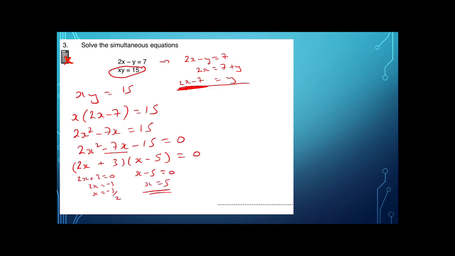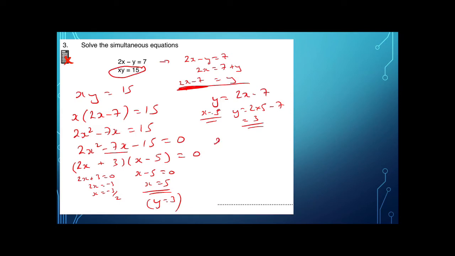Need to find the corresponding y values. Well, we've got this here where we can find those y values. So when x is equal to 5, y is equal to 2 times 5 minus 7, which is 10 minus 7, which is 3. So that gives you y is equal to 3 there.